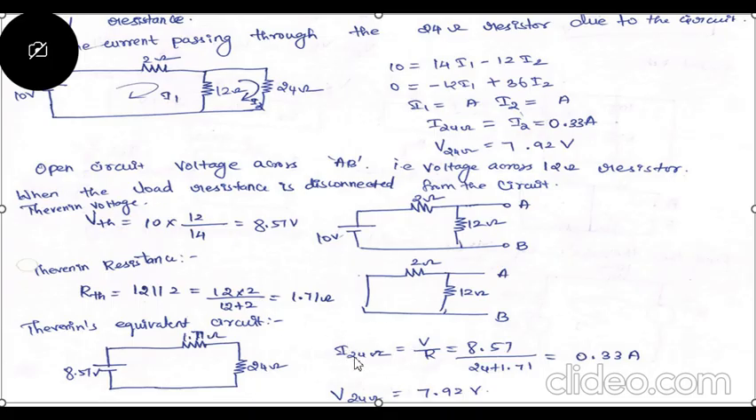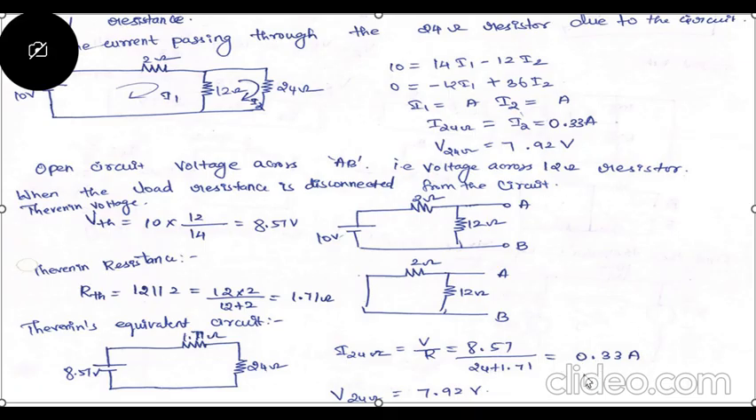Now you need to find the current flowing through the 24 ohm resistor. How can you find the current flowing through the 24 ohm resistor? By applying Ohm's law, V divided by R. So the V value is 8.57 divided by the R value, 24 plus 1.71, which is 25.71. So the current is equal to 0.33.